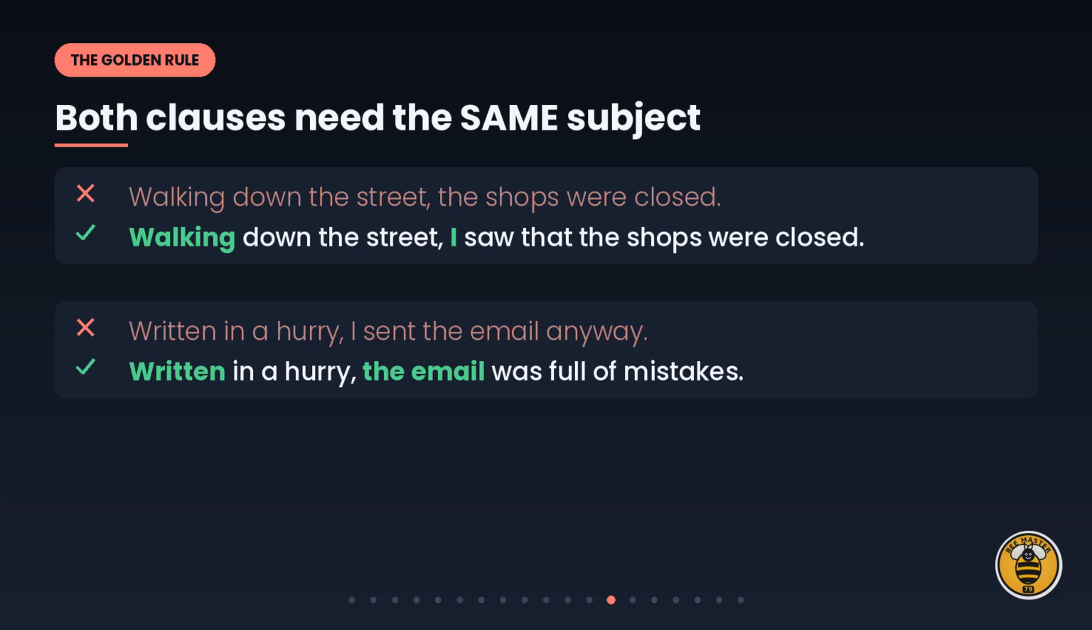not just a question of style. The fix is to make sure the person doing the walking is the subject of the main clause. Walking down the street, I saw that the shops were closed. It is exactly the same with the passive. Written in a hurry, the email was full of mistakes. The email was written in a hurry, and the email was full of mistakes. One subject doing both jobs.